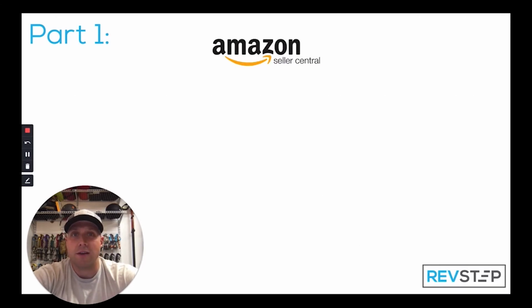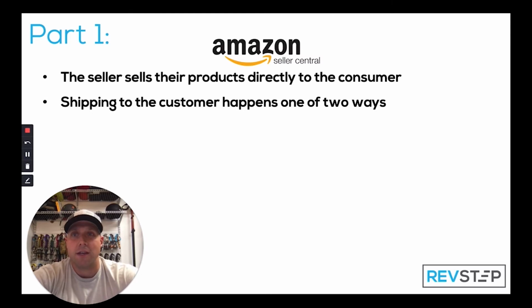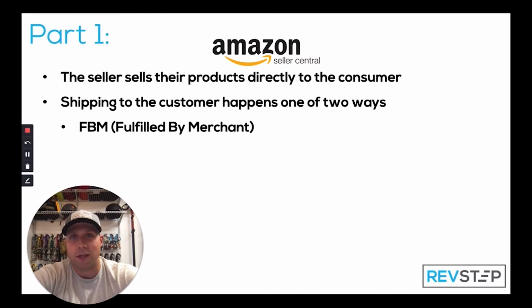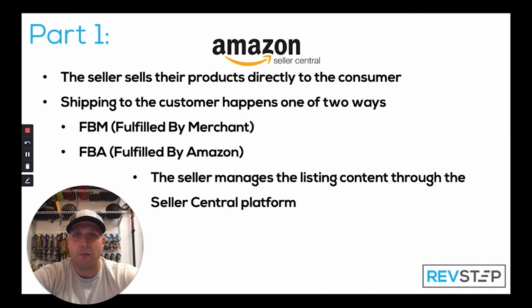Next, let's talk about Seller Central. The sellers sell their product directly to the consumer through the Seller Central account. Shipping to the customer happens one of two ways. The first way is what they call FBM, or fulfilled by merchant. So the company, as they sell the product, ships it to the customer. Second is FBA. This is fulfilled by Amazon. Amazon will ship out each individual product to the different customers, and they will handle the fulfillment process.